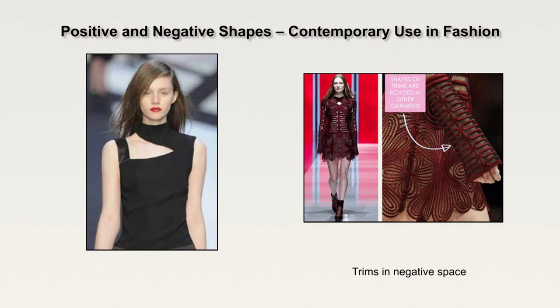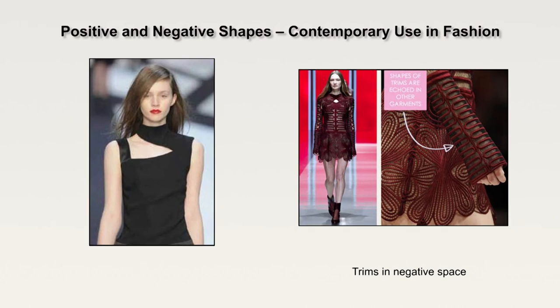The image on the left has a negative shape at the neckline. The picture on the right shows the usage of trims in negative space. It is from the Christopher Kane collection.